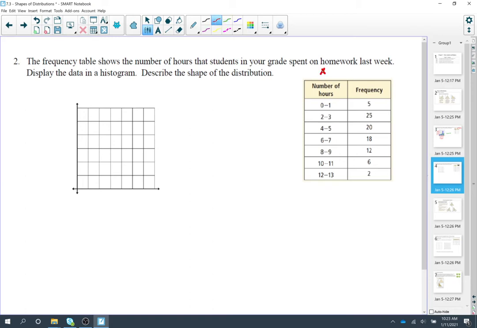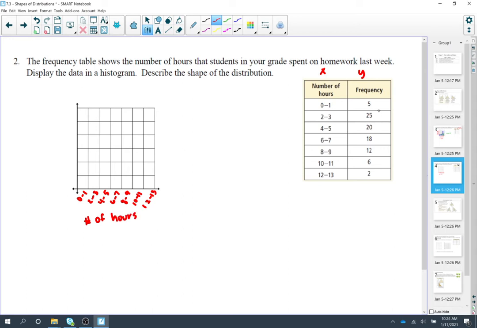Keep in mind, this is your x-axis, this is your y-axis. So number of hours, I'm going to have 0 to 1, 2 to 3, 4 to 5. Try to be as neat as possible. And then make sure you label that this is number of hours. Otherwise, I don't know what it represents.